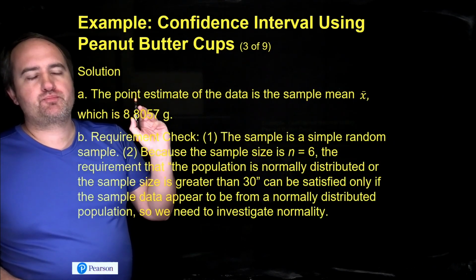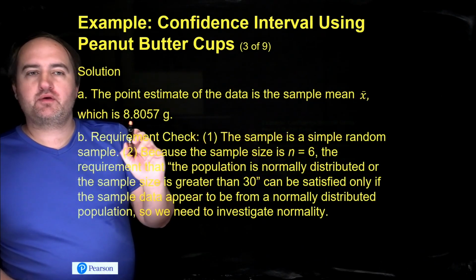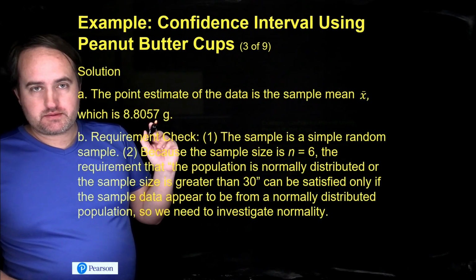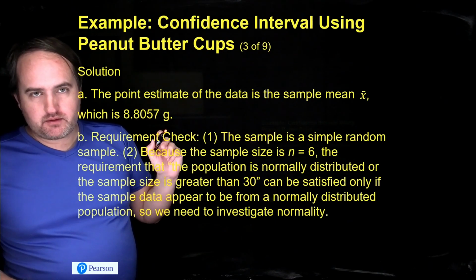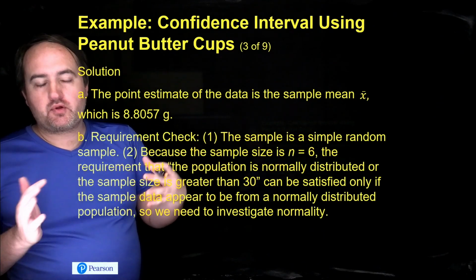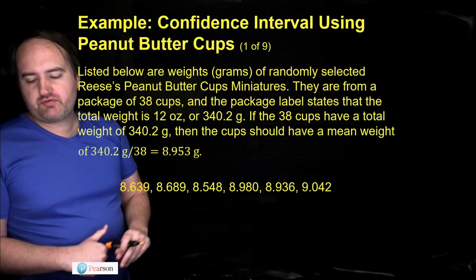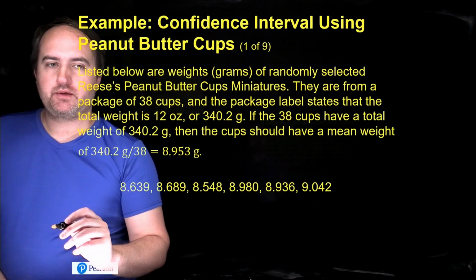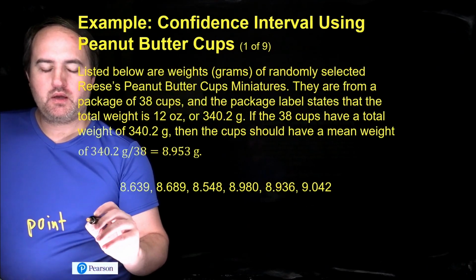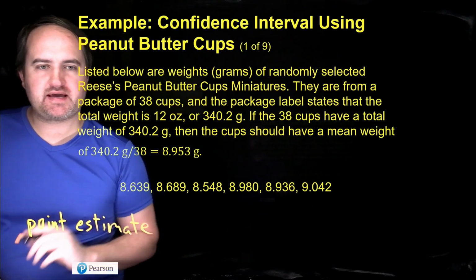So in part A, the point estimate of the data is the sample mean x bar, which they don't have worked out here. But x bar, remember, is where you add up all the data values in your sample. So that's your sample mean. You add them all up and you divide by the number of data values n. So the best point estimate of mu, as we said earlier today, is x bar.